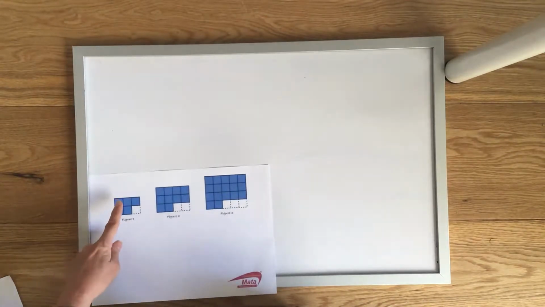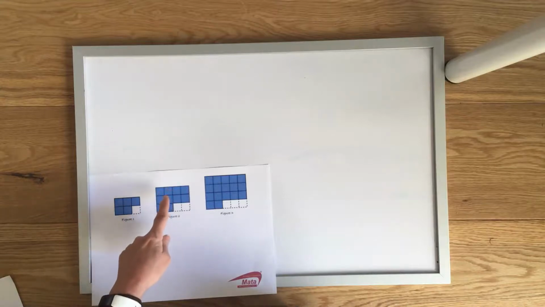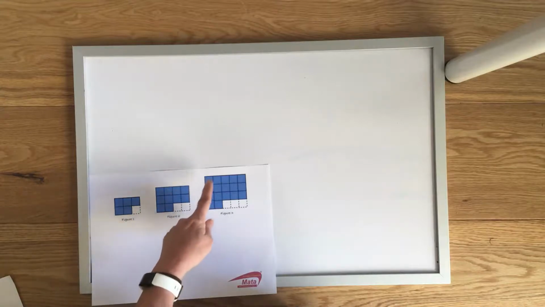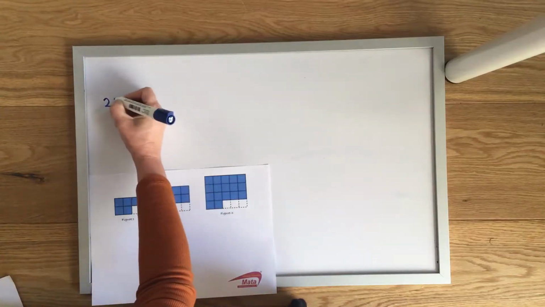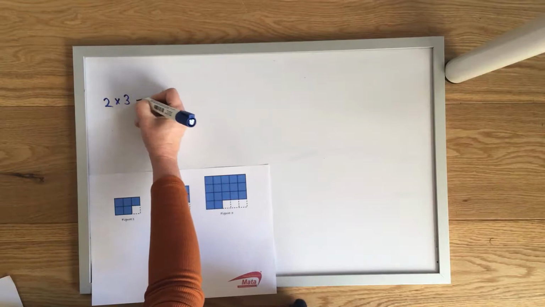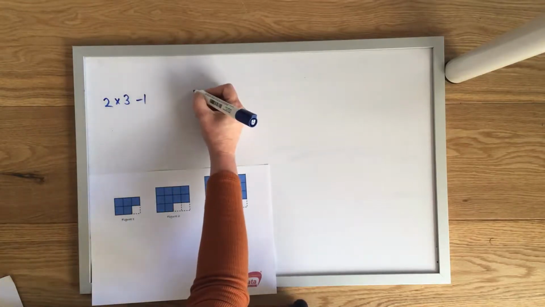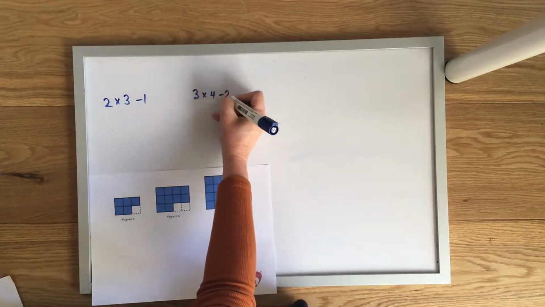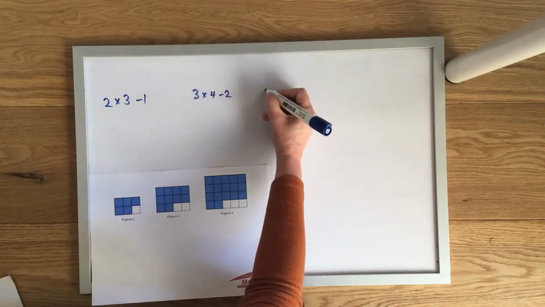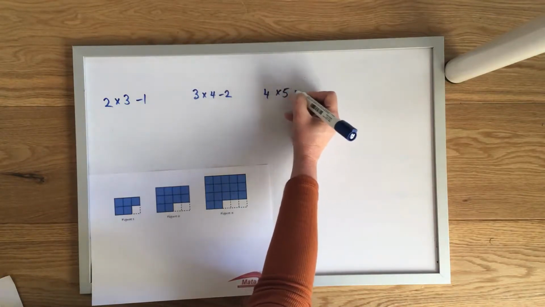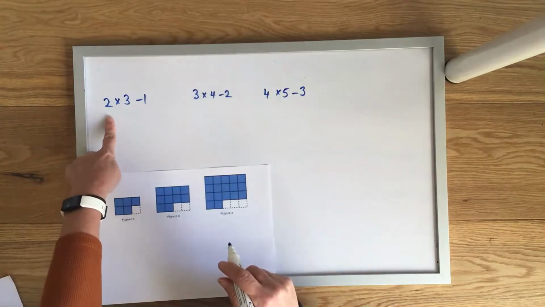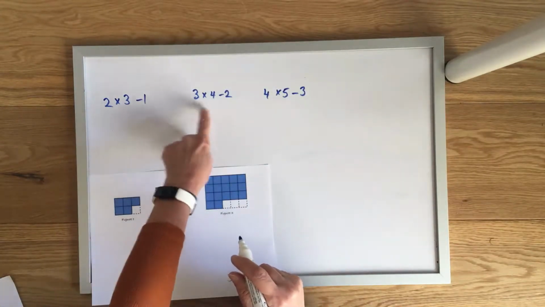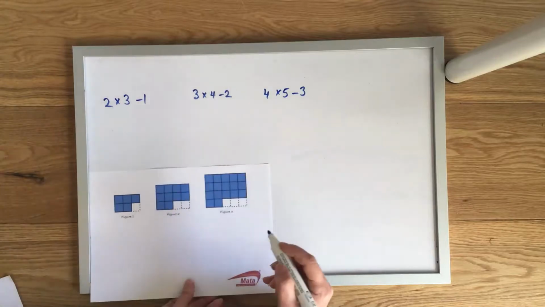This is a 2 by 3 rectangle with a 1 missing. This is a 3 by 4 rectangle with 2 missing. A 4 by 5 rectangle with 3 missing. So we have a 2 by 3 with 1 missing. Then we have a 3 by 4 with 2 missing. Then we have a 4 by 5 with 3 missing. So our first term has 2, second term has 3, third term has 4.